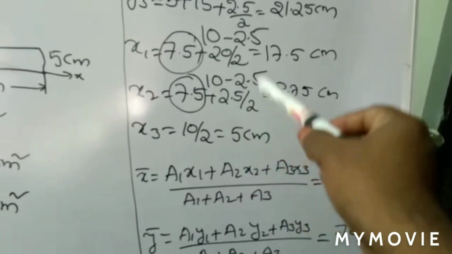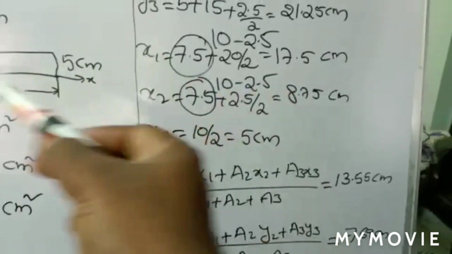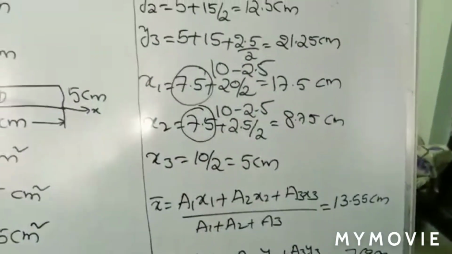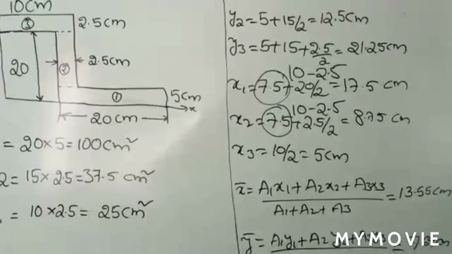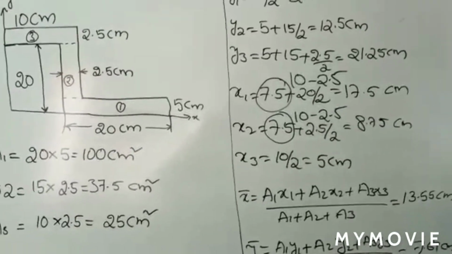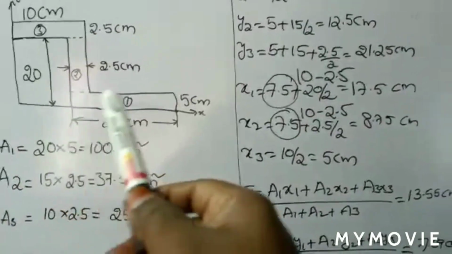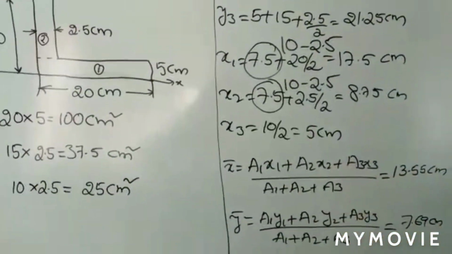You please observe that in the x1 direction, along the x direction, those 7.5 value we get from 10 minus 2.5. Similarly, the x2 value is 10 minus 2.5. Same problem. That means you please observe the figure. So 10 minus 2.5: 10 value is there and 2.5. That is the 7.5 value. Right.